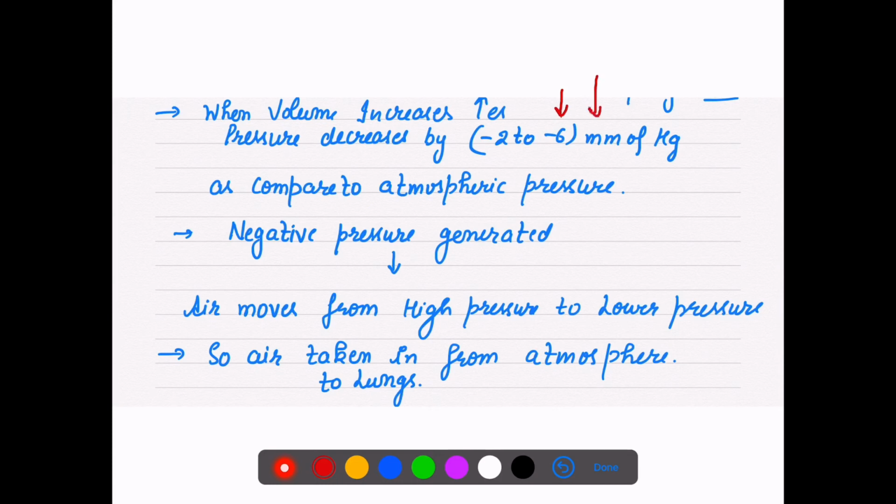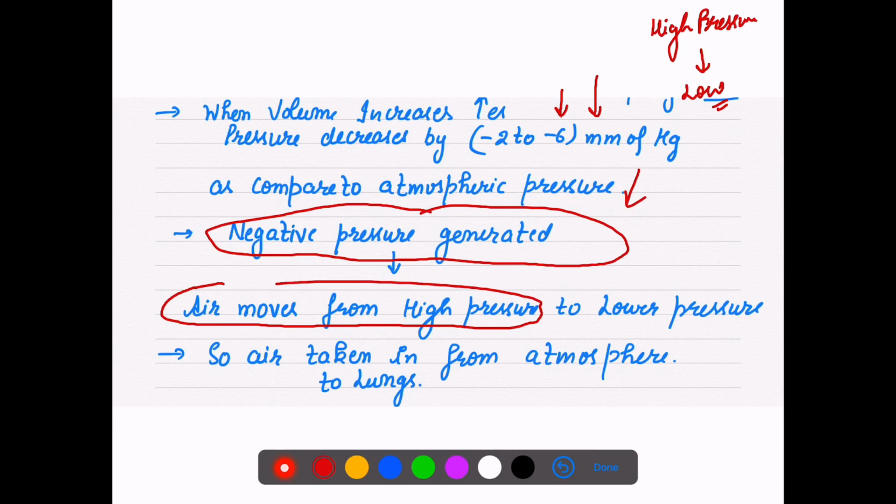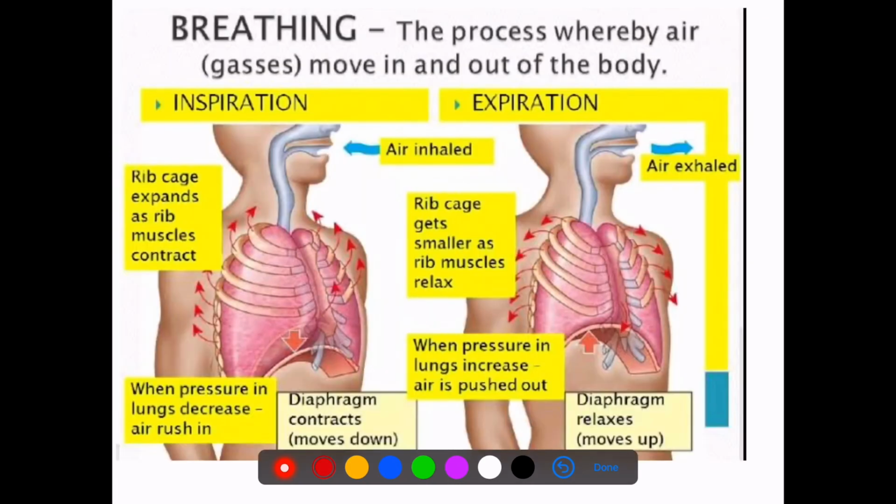In the lungs pressure decreases, and this creates a negative pressure as compared to the atmosphere. Now in the atmosphere there is high pressure, and in your lungs pressure is low. So air will move from where to where? Air will move from high pressure to low pressure. So it will come from the atmosphere to the lungs. This is the way we inspire. This is how inhalation takes place.